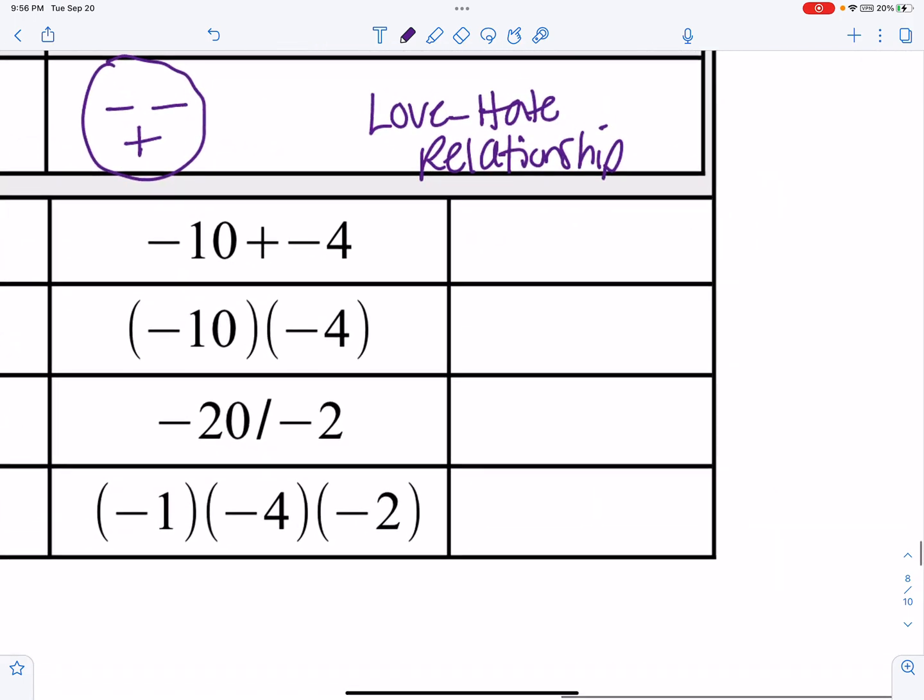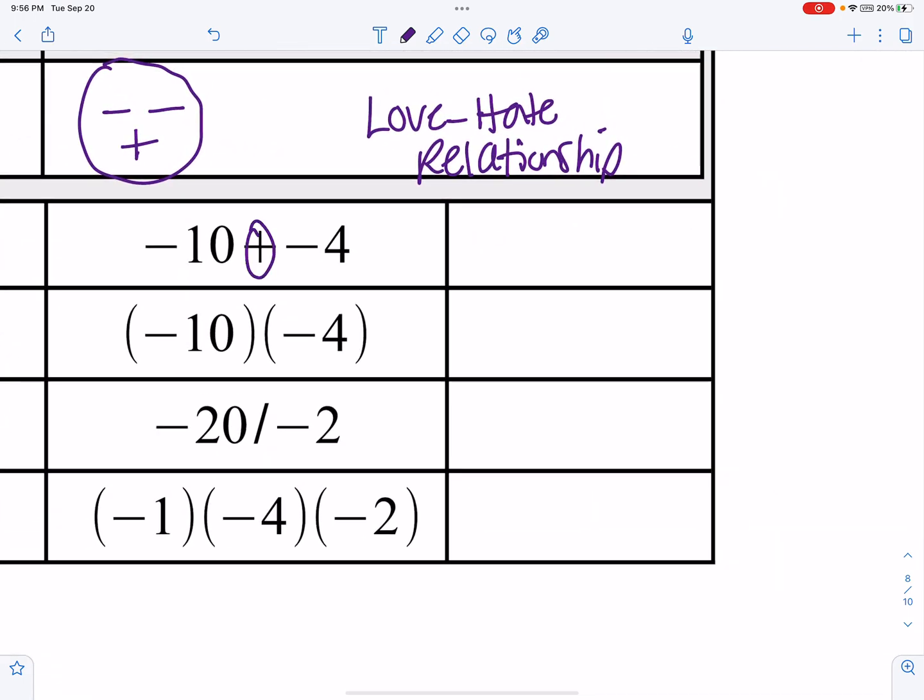All right, last column here, we have addition. So I have a -10 and a -4. Join them together, that's a -14. Okay, same signs, add and keep.